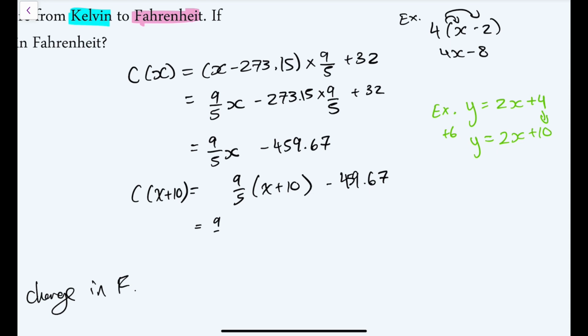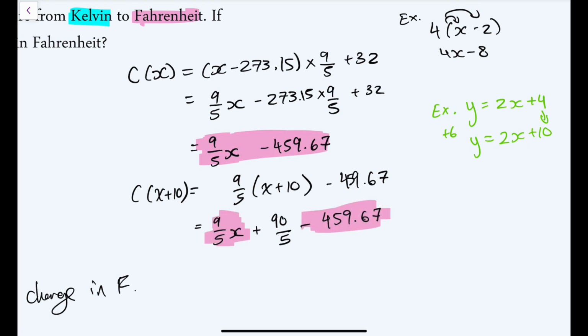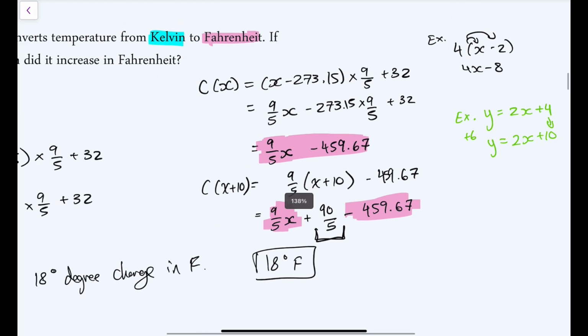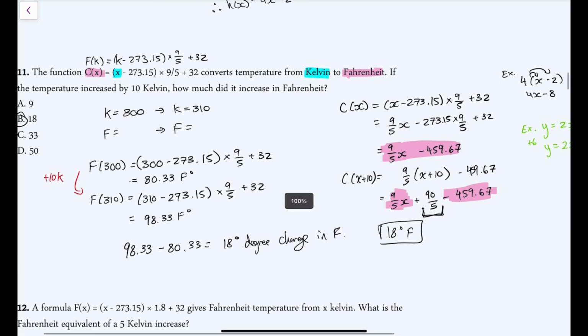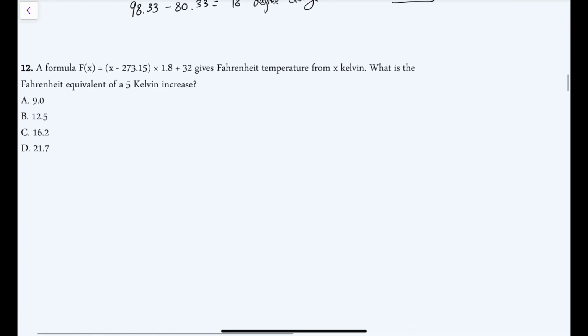So we simplify this: 9/5x plus 90/5 minus 459.67. What we end up seeing is that all of these components are from the original equation, and the only thing different is this value here. Well, that's just 18. 90 divided by 5 is 18. So the difference is 18 degrees Fahrenheit. That's how the output changes. So there are two approaches you could take, and whichever one makes more sense to you, that's the one you should use.